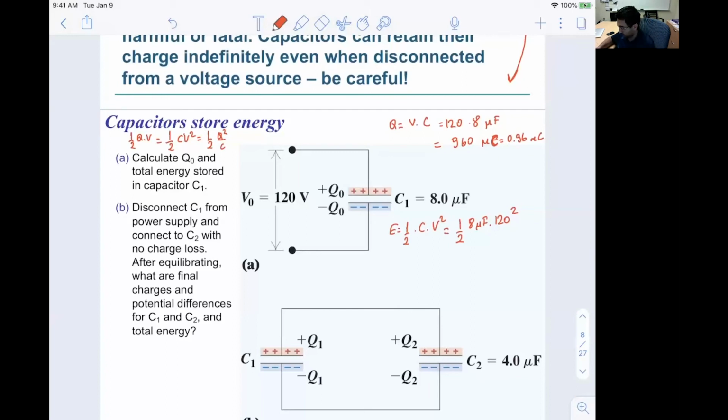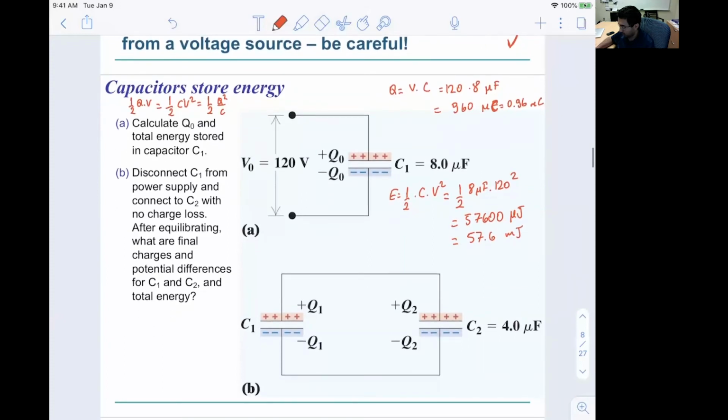So this is going to be 7600 microjoule. The unit of the energy is joule, and that is 7.6 millijoule.